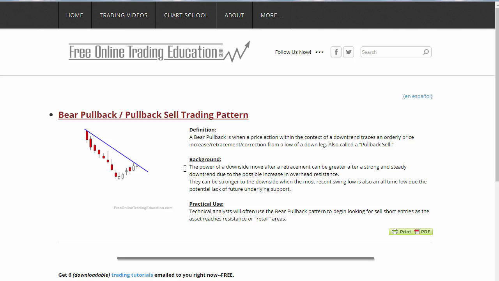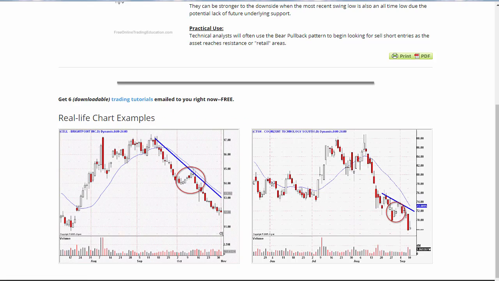We want to get short. You can read about it there. Here's a couple of examples from daily charts where it's happened before, pulled back and then fell down. That's what we're looking for.